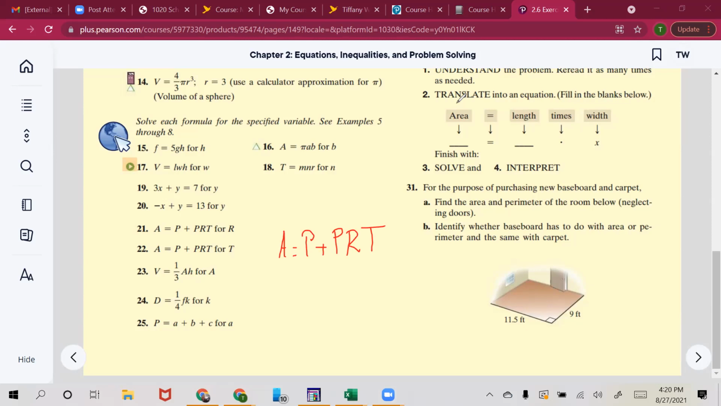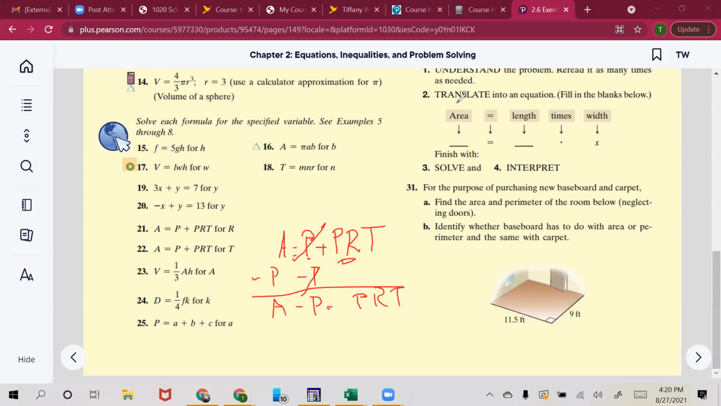So if I want to solve this thing for t, let's talk about what I need to get rid of. I need to get rid of this P and this Pr. Now, just like with numbers, typically when I've got addition or subtraction, I'm going to undo that addition or subtraction first, and that's what I'm going to do here. So this is a positive P. So to undo a plus P, I'm going to subtract P. And if I do it to one side of the equal sign, I have to do it to the other. So those two cancel out, and I'm left with A minus P equals Prt.